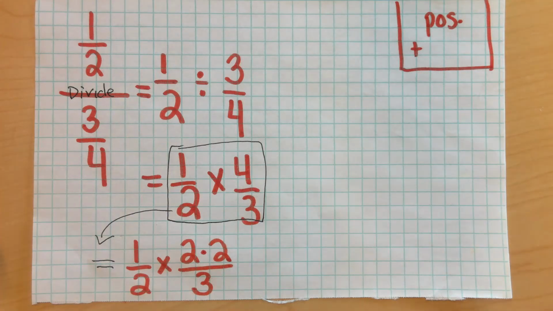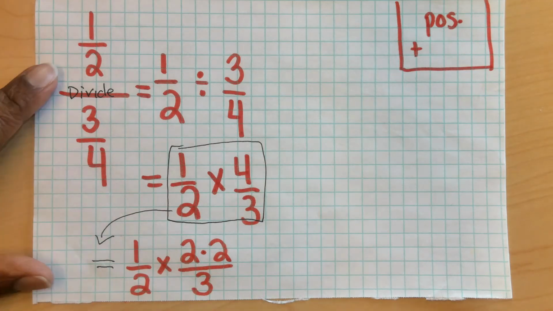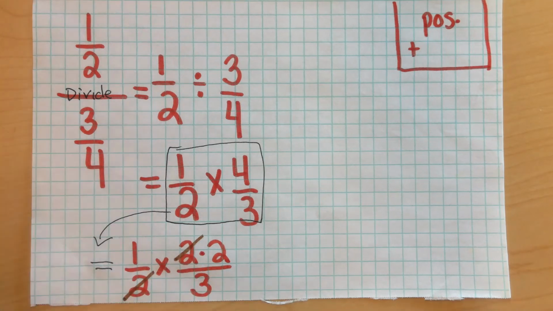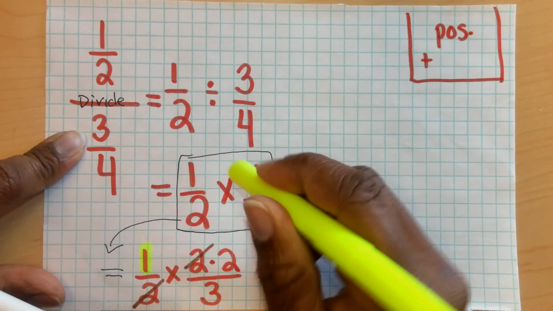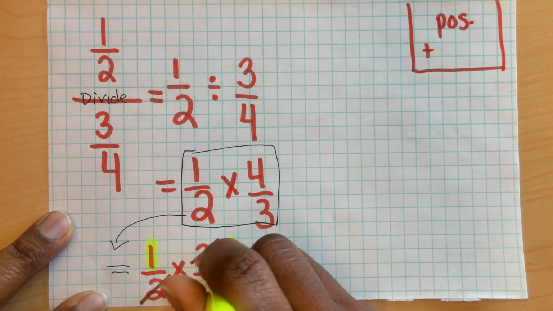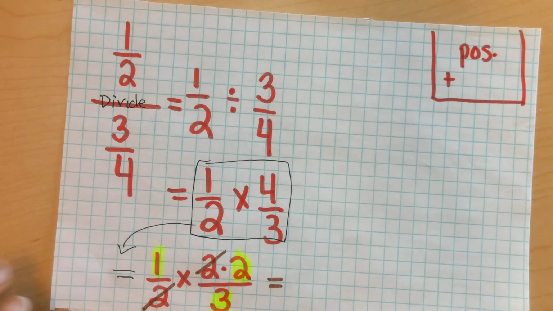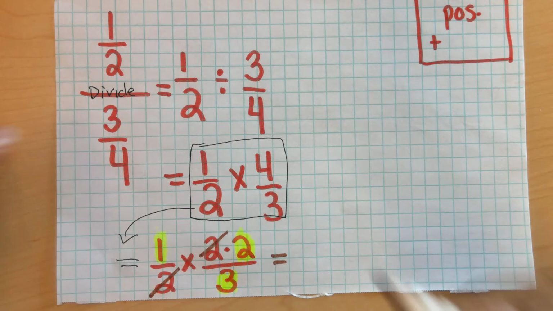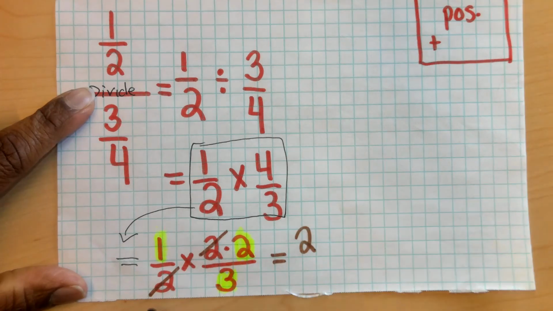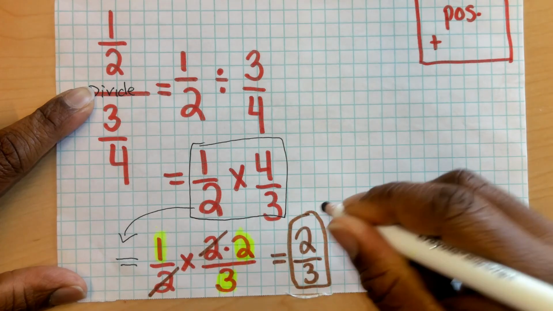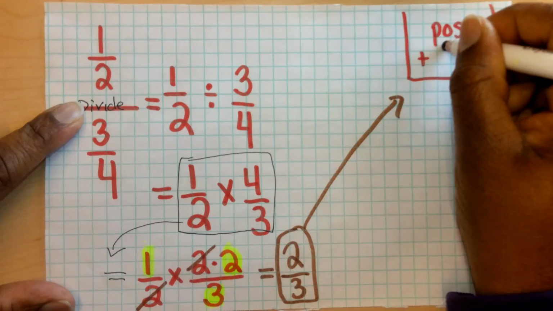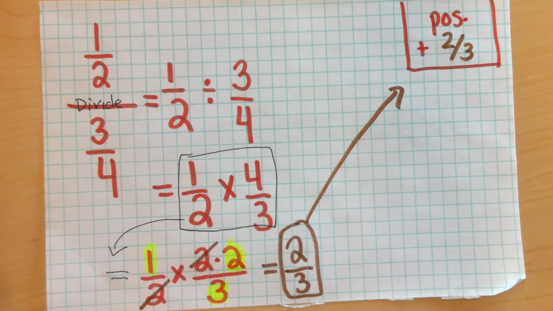So now I look for fractions that when divided equal 1 whole, such as 2 divided by 2, that equals 1 whole. So I take a look at what's left in my numerator. In my numerator, I have 1 and 2. In my denominator, I have the 3 left. So 1 times 2 is 2. And I have 3 left. And so my final answer is 2/3. And I'm going to go ahead and pop this over here. And so it is positive 2/3.